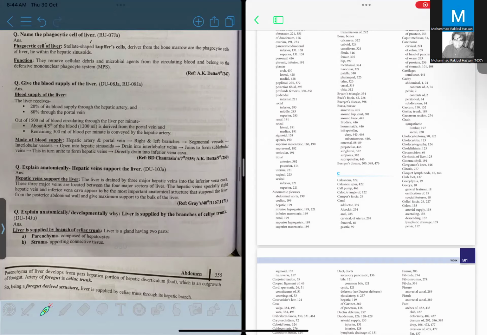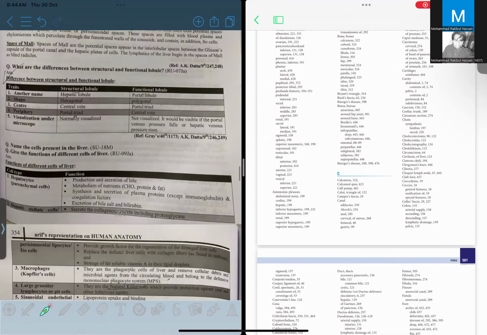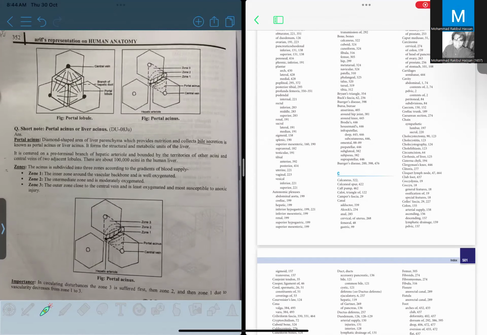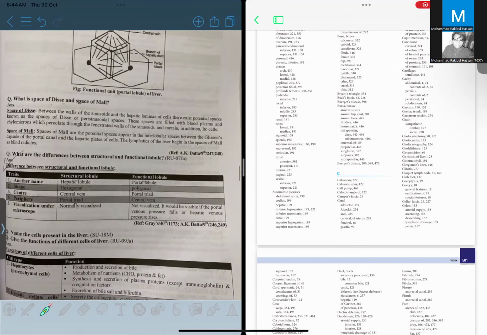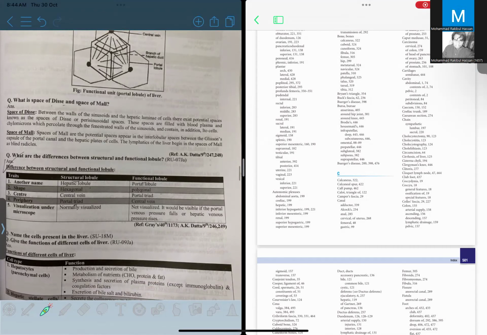I think I'm doing something kind of problematic because I do have very good notes of these types of things. This is the liver, not the bakul. I think I made a mistake.